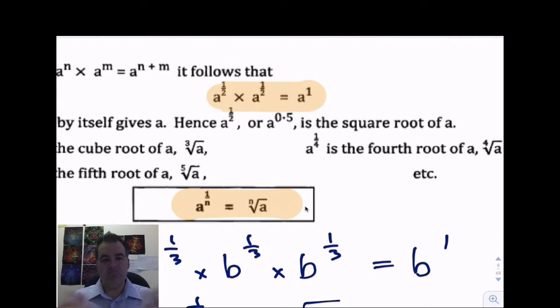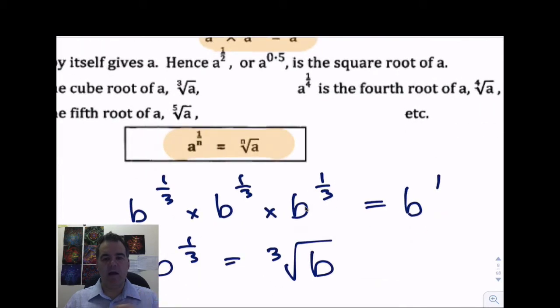So extending that now, we can do that for a power of a third. I've got b to the power of a third, b to the power of a third, b to the power of a third. Add the indices, and it gives you b to the power of 1. So b to the power of a third has got to be the cube root, right? Because it's a number multiplied by itself 3 times to give you b. That must be the cube root. So that leads to this law here: a to the power of 1 over n is the nth root of a.